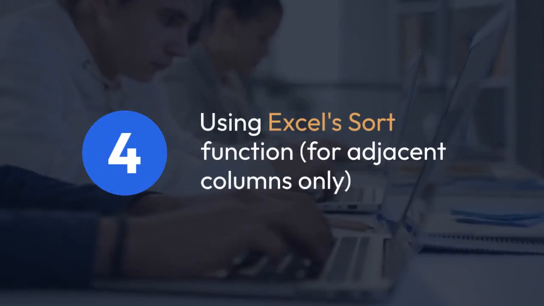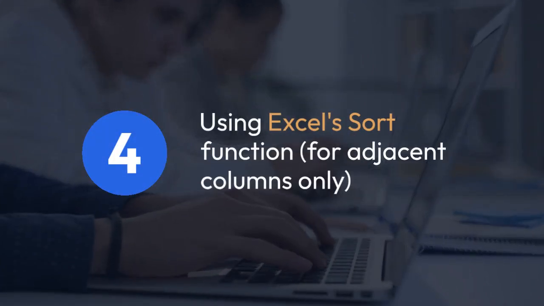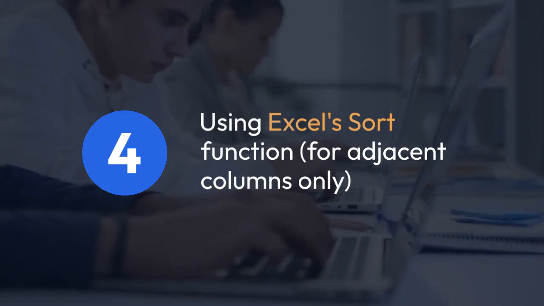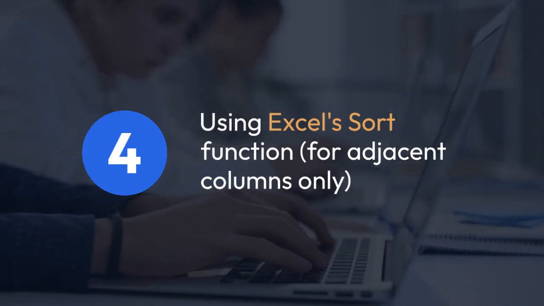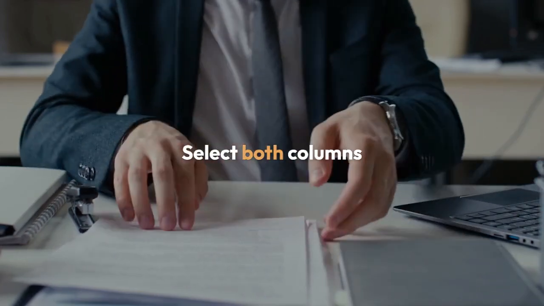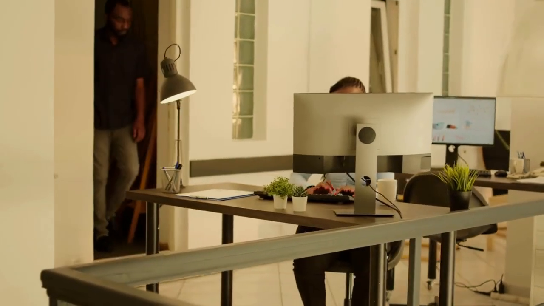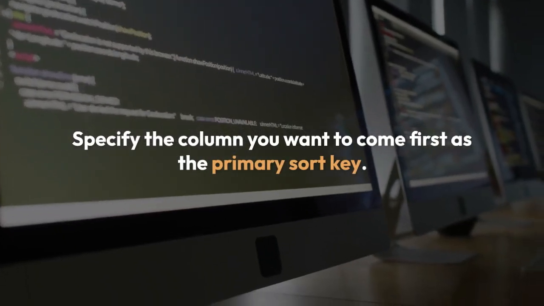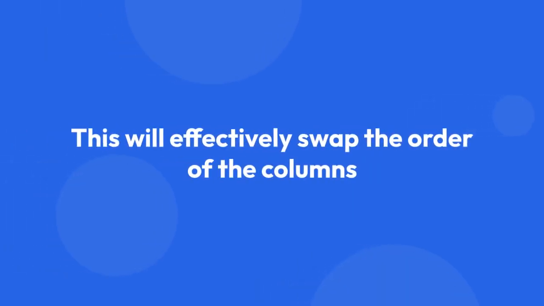Or, using Excel's sort function for adjacent columns only. If the columns you want to swap are next to each other, you can use the sort feature as a quick workaround. Select both columns. Go to the Data tab and click Sort. Specify the column you want to come first as the primary sort key. This will effectively swap the order of the columns, but keep in mind it only works when the columns are adjacent.